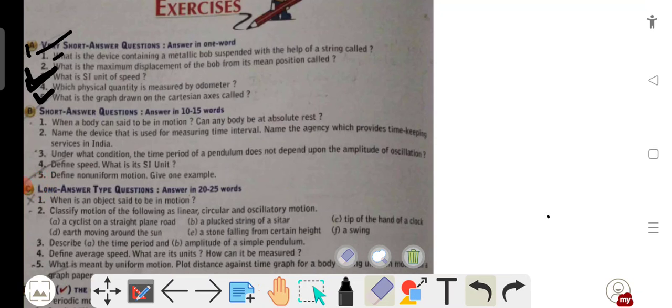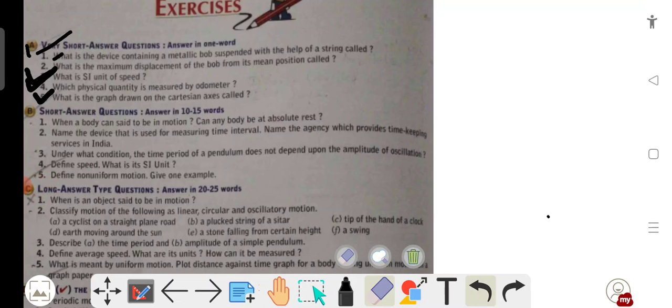Question B1: when can a body be said to be in motion? When an object changes its position with time, then the body is said to be in motion. I repeat, when a body changes its position with time, then the body or the object is called in motion.